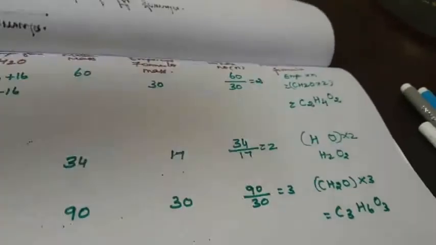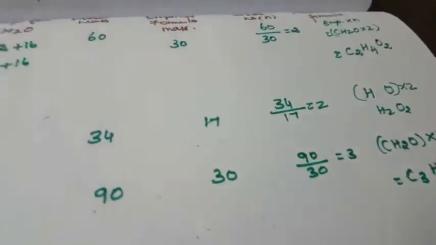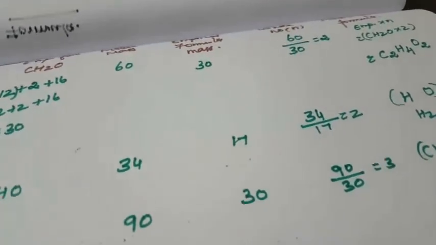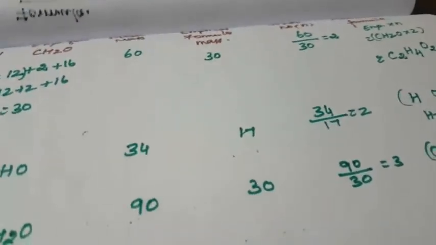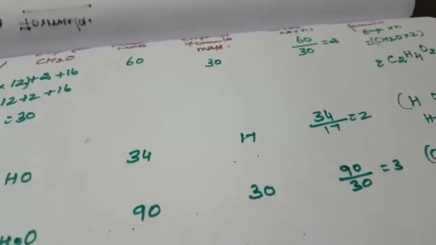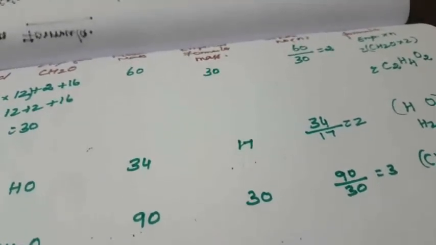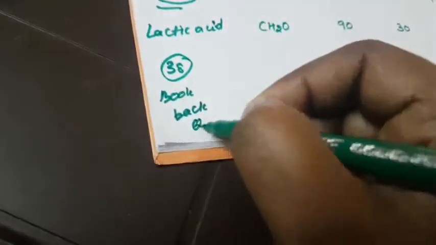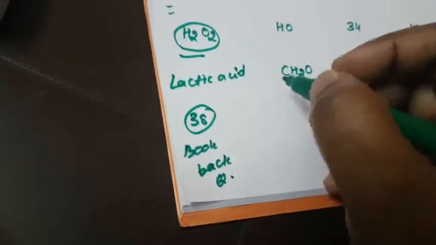Okay, in your textbook, one question is there. What is the empirical formula of the following? C6H12O6, that is fructose. How to calculate the empirical formula? This is your book back question, number 38.